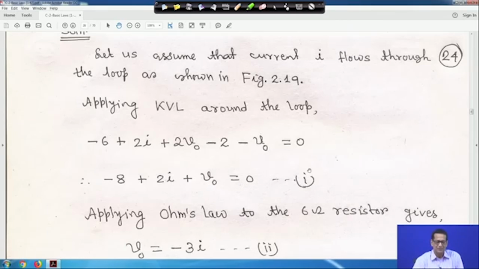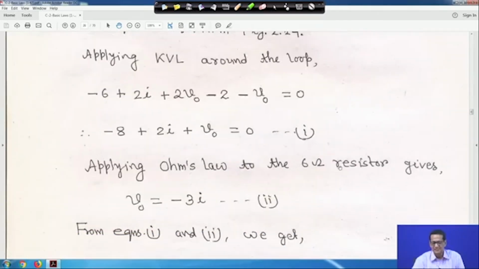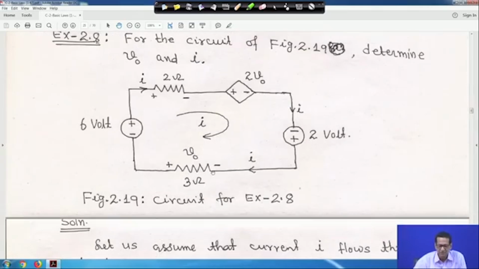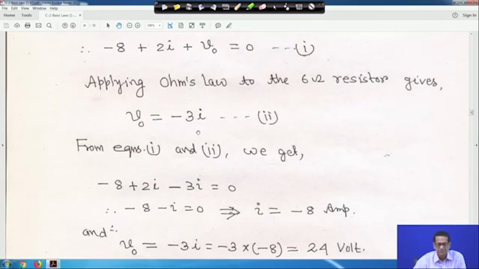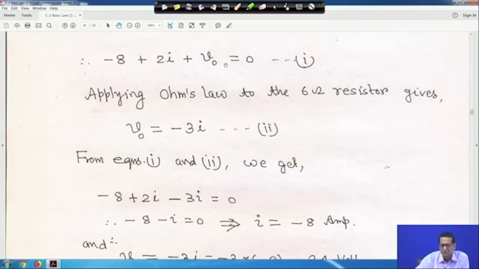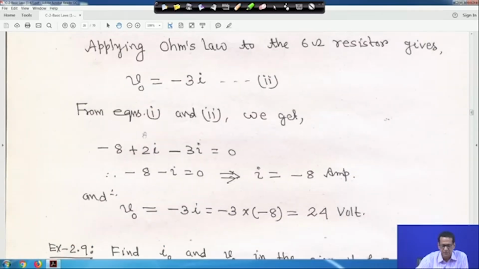This is equation 1. Now applying Ohm's law to the 3 ohm resistor, as I just told you, V 0 is equal to minus 3 into I, because the current enters the minus terminal here. So V 0 is equal to minus 3 into I. You substitute this in equation 1. If you do so, it will be minus 8 plus 2 I minus 3 I is equal to 0. That means minus 8 minus I is equal to 0, so I is equal to minus 8 ampere.